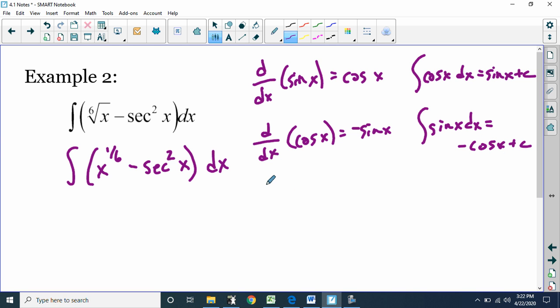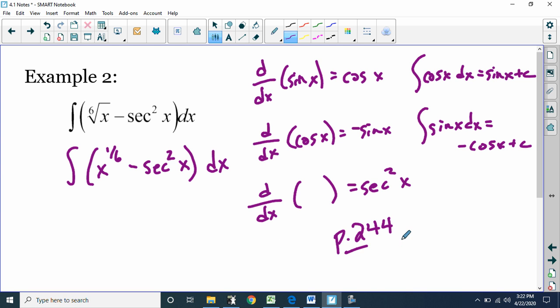So in this case, we want to think about the derivative of what is secant squared. And at one point you memorize these. They're on page 244 if you're not familiar, if you don't remember. But the derivative of tangent is secant squared. Therefore, the integral of secant squared x is tangent x.